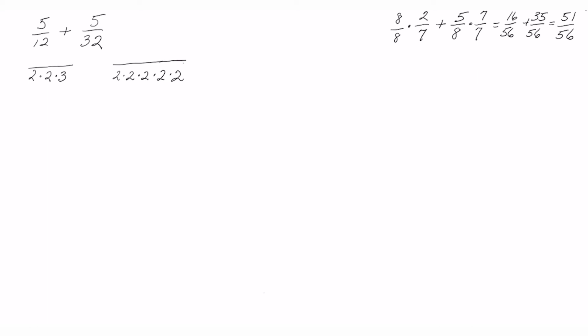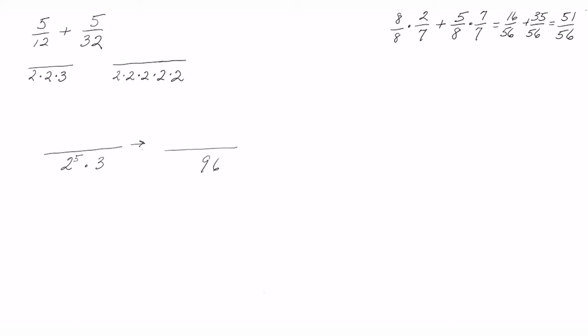So our least common denominator is going to need every factor contained in the two fractions to the greatest number of times it's used in any one of them. So our least common denominator is going to have a 2, and it's going to have a 3. So how many 2's does it need? Well, it's going to need 5, because 5 thirty-seconds is 2 to the 5th. So 2 to the 5th, which is 32, times 3 is 96. So 96, then, is the smallest value that both 12 and 32 will go into evenly.